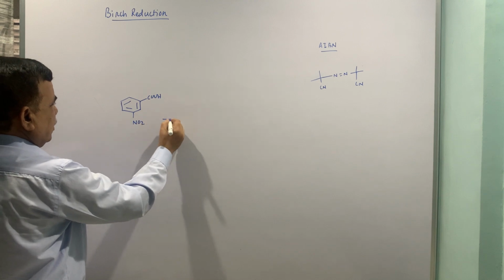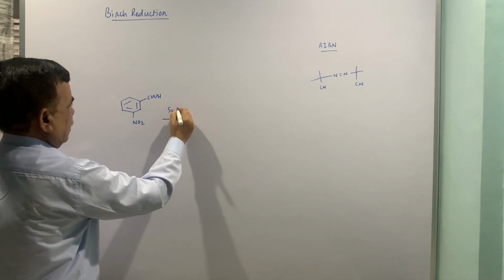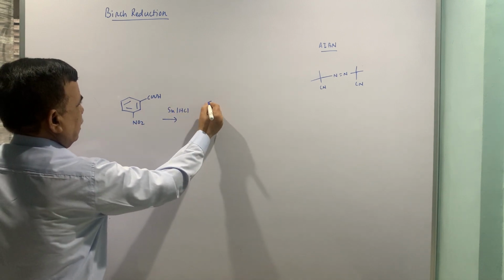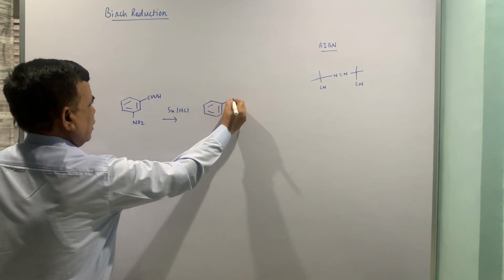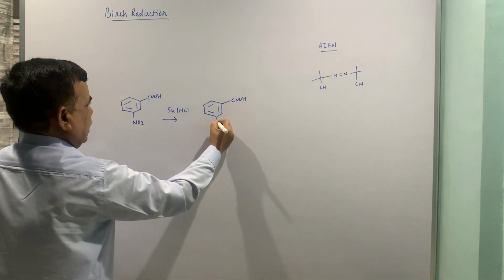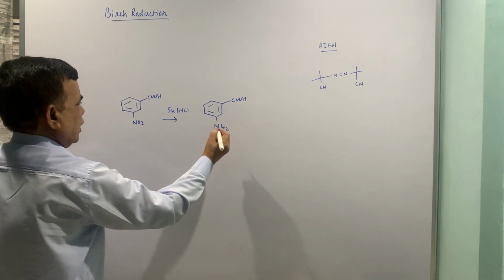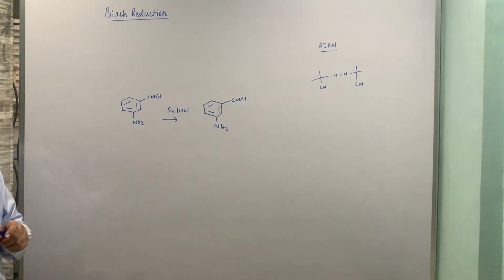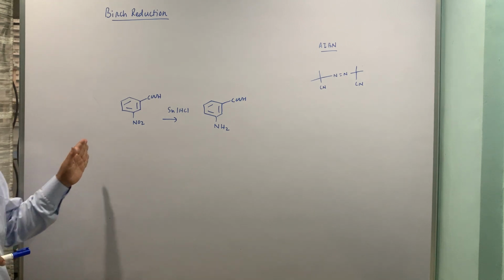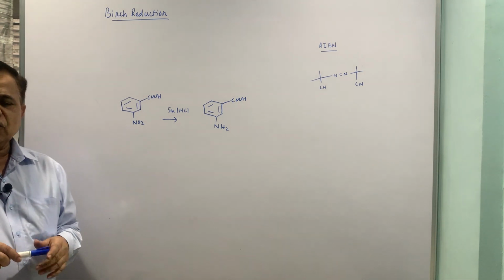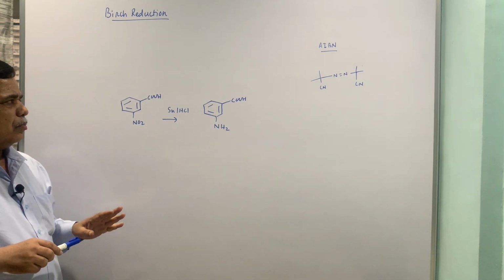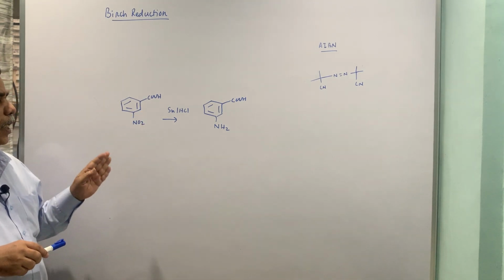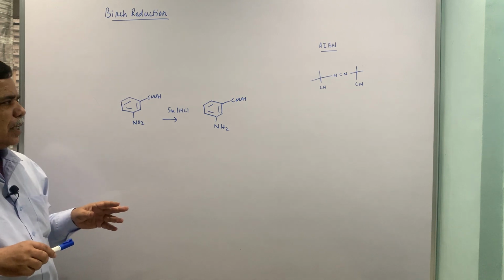See this m-nitrobenzoic acid, tin HCl. Now, tin HCl, the selectivity is such that it does not reduce other groups, it reduces only NO2 group. Although it is reducing agent, but it has high affinity for NO2 group, and NO2 group is reduced to NH2. That is the main function of this. The other equivalent reagents also I will tell you.